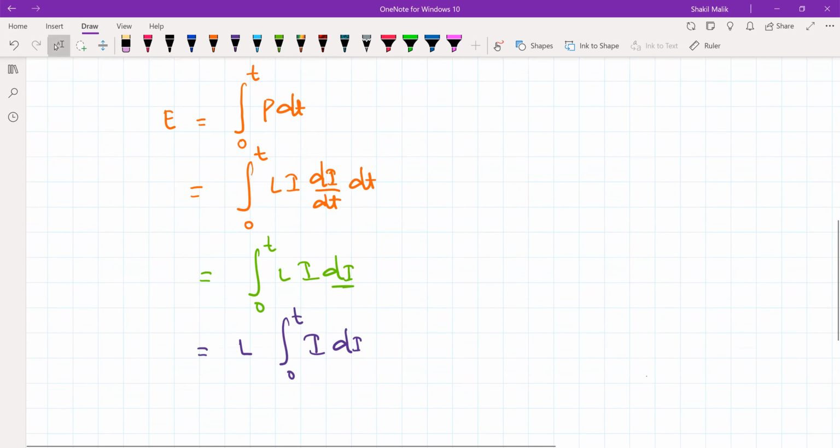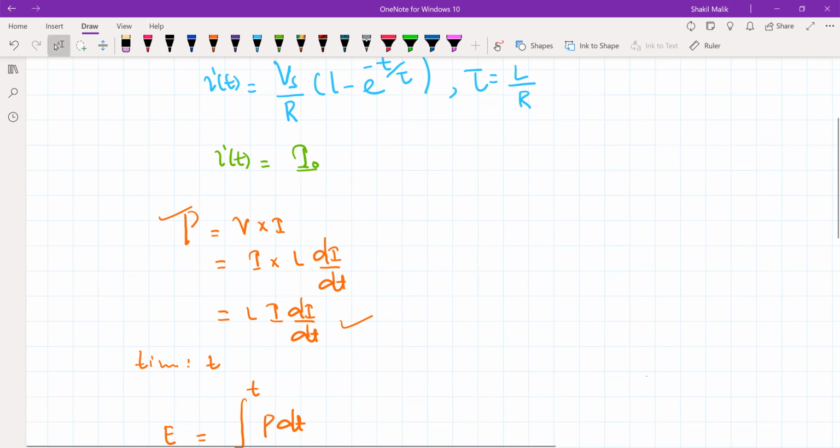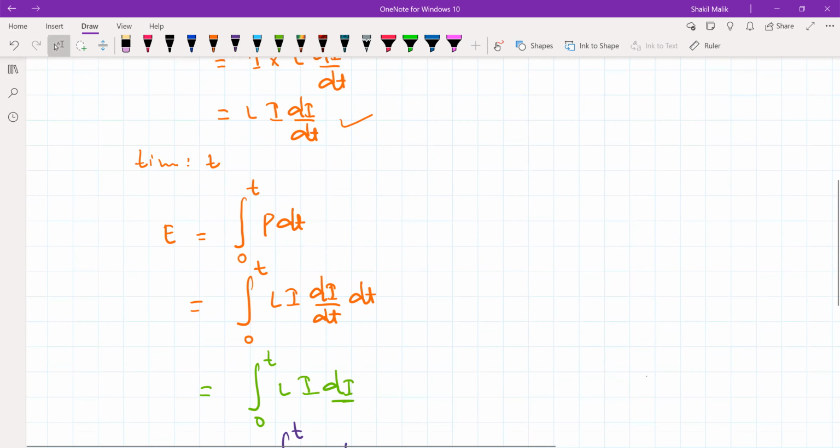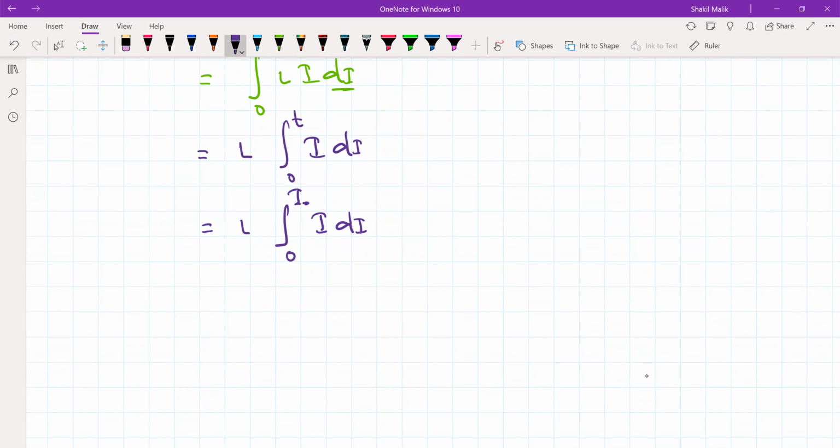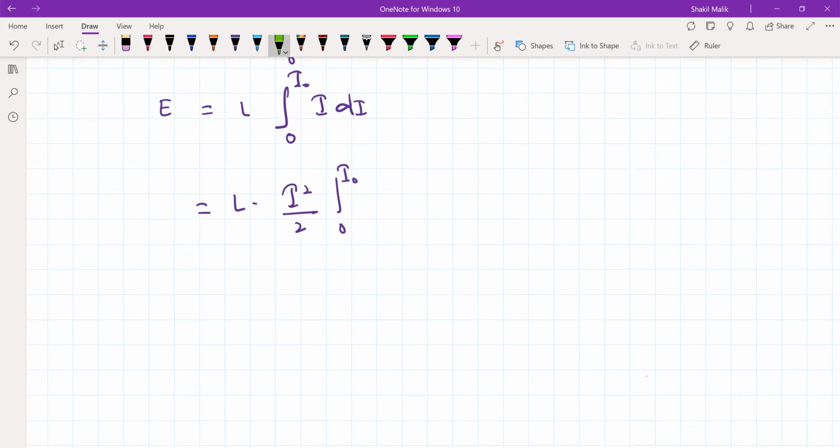Suppose the value of the current that this inductor stores in time t is I naught. So we can change the limits: at t equal to 0, the inductor current is 0, and at t equal to t, the inductor current is I naught. This integral is the energy stored. Integrating with respect to I gives I square divided by 2, from 0 to I naught.